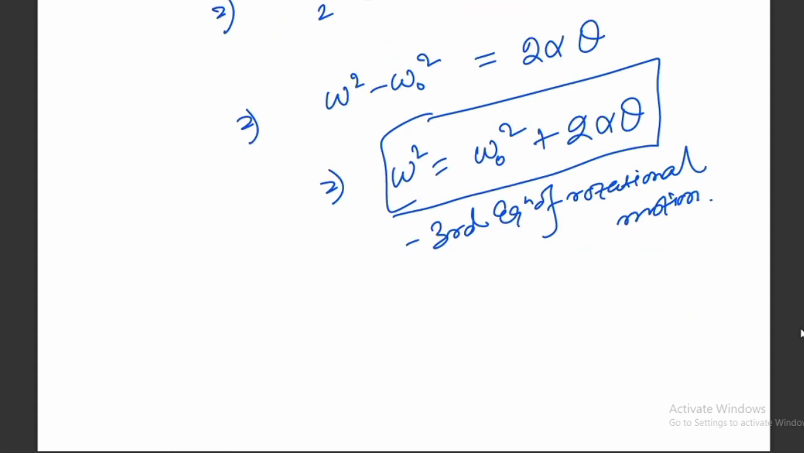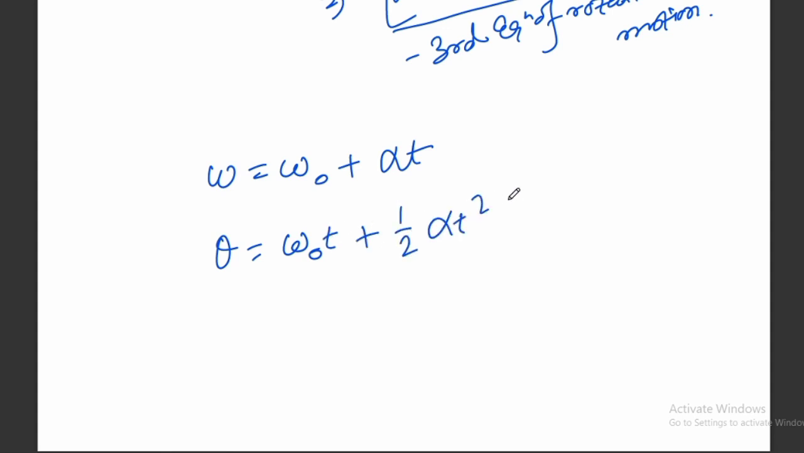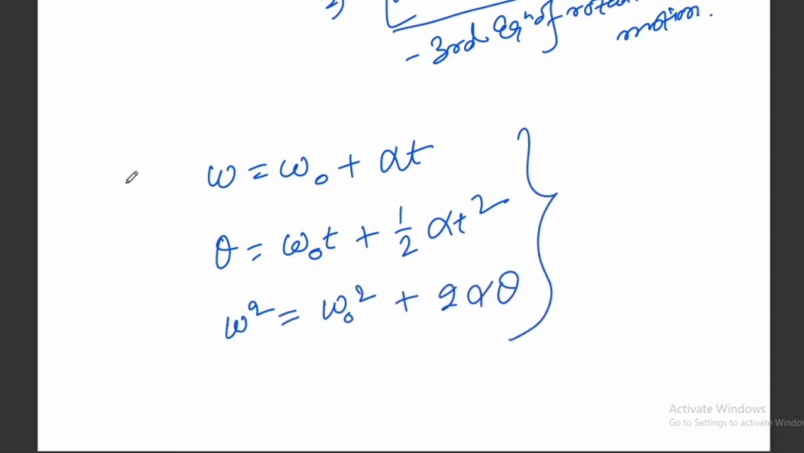So we got our three equations of rotational motion. First one was omega equals omega naught plus alpha t. Second was theta equals omega naught t plus half alpha t square. And third was omega square equals omega naught square plus 2 alpha theta. So these are the equations of rotational motion.